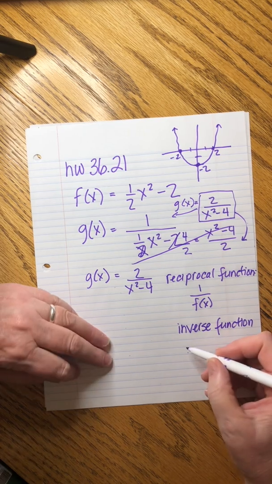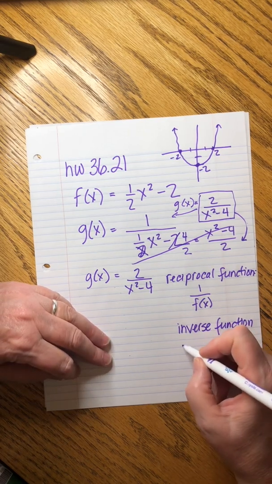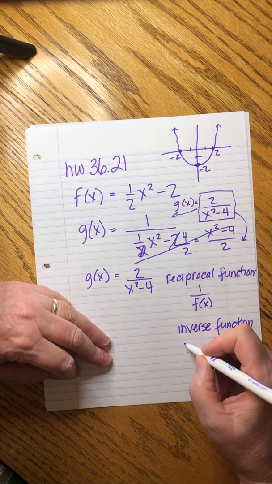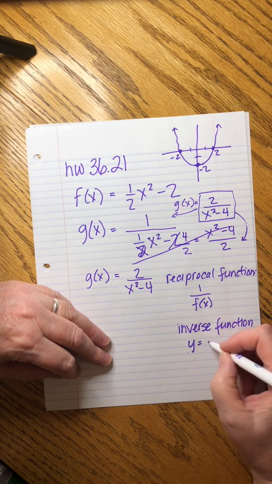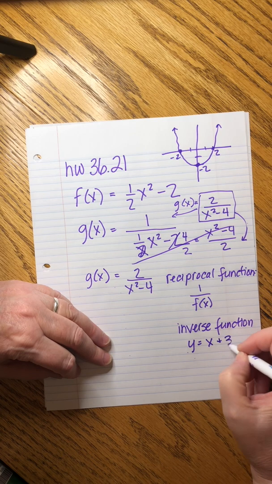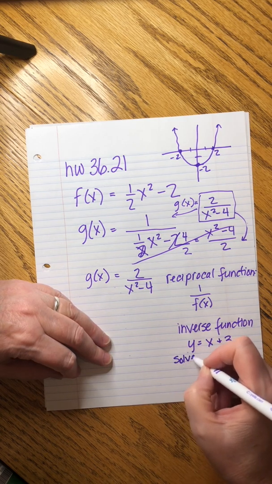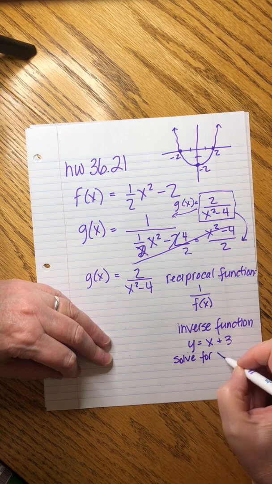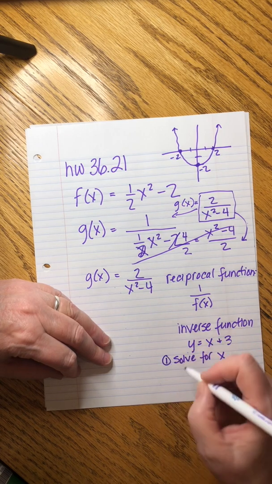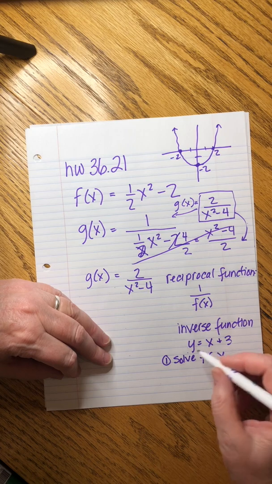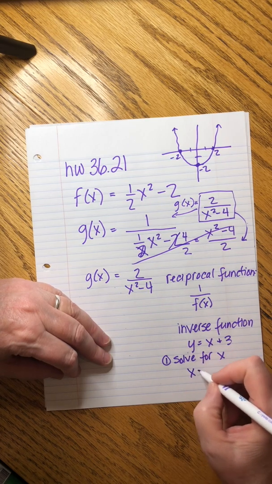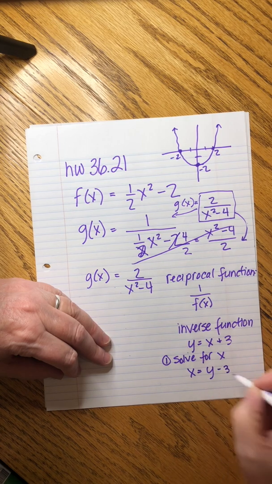With an inverse function, you take the original function, and it usually helps if you write it with a y. You solve for x. That's the first step. So in this case, what would we do? We would subtract the 3, and we would get x equals y minus 3.